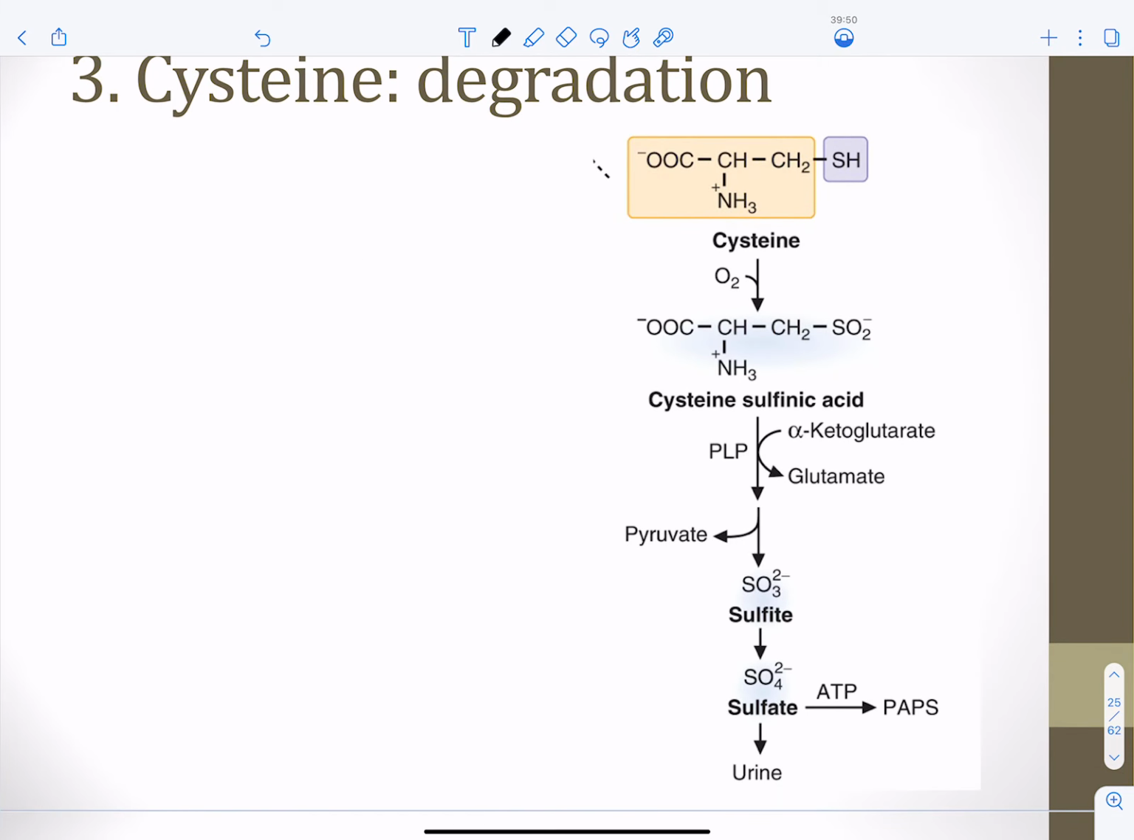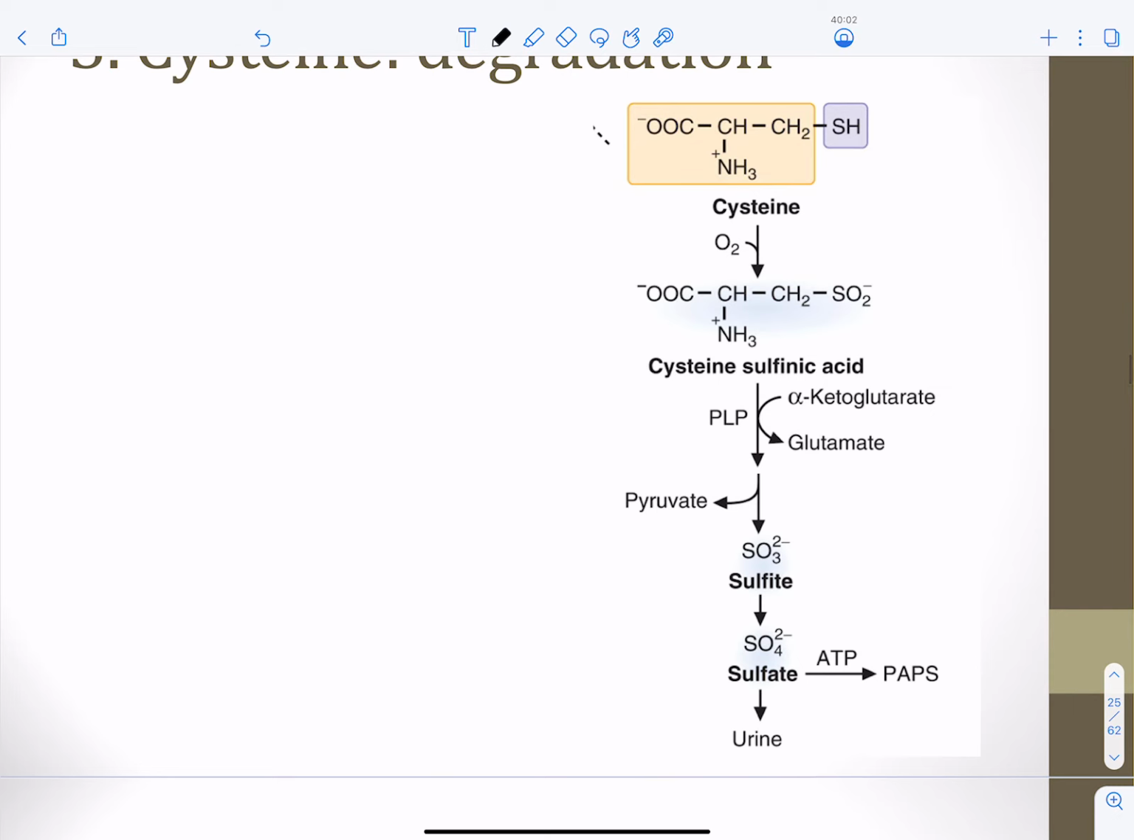All right, cysteine degradation. So cysteine is going to be degraded, and its degradation can go into multiple ways. So one way is shown here, where you're going to eventually form sulfide groups, and your sulfate groups can form a product called PAPS, which we'll talk about in just a moment. But let's first talk about cysteine. So cysteine dioxygenase will convert cysteine to cysteine sulfinate.